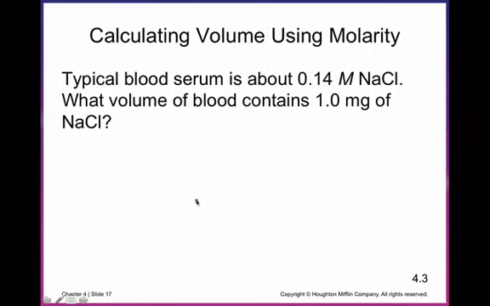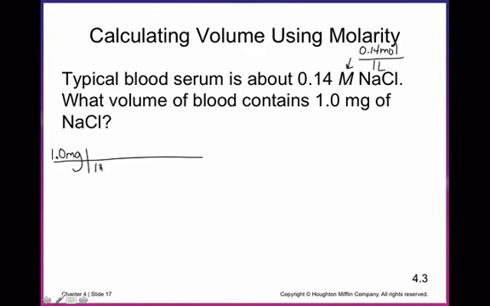Okay, another question. Typical blood serum is about 0.14 molar sodium chloride. What volume of blood contains 1 milligram of sodium chloride? I can do this question in just one big stoichiometry problem. I'm going to start with my 1 milligram, and I did that so that I can use the concentration as a conversion factor, because if I remember what we just talked about, it really means 0.14 moles per liter. So in order to use that and to get to volume, I need to get from grams to moles.